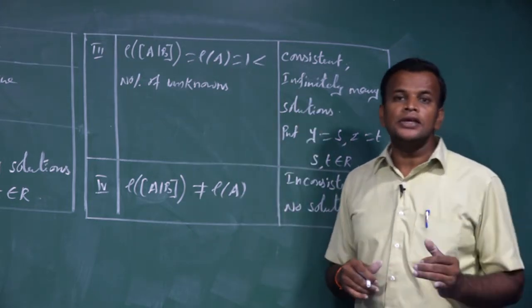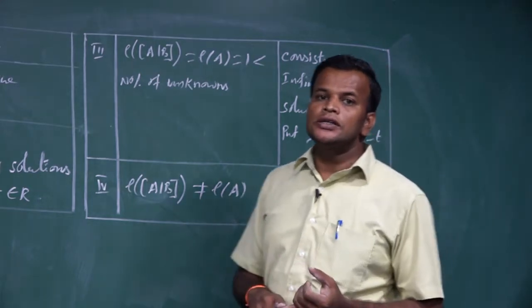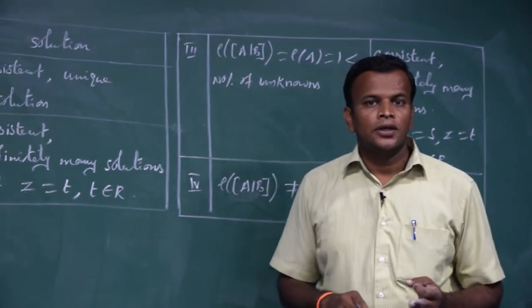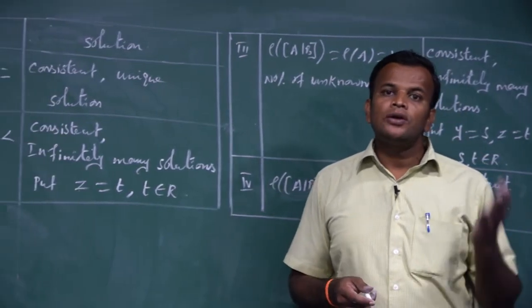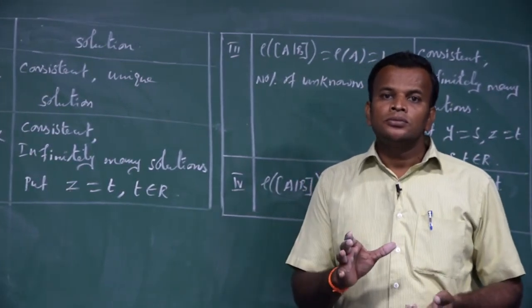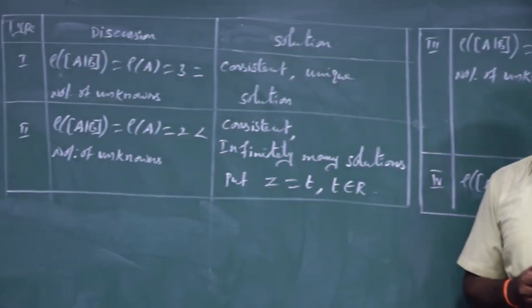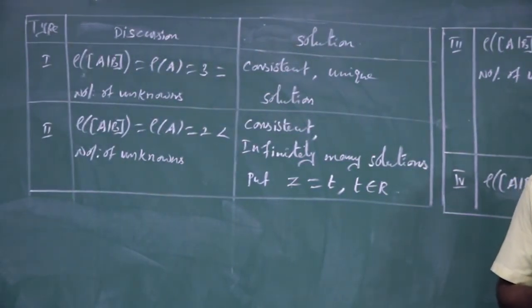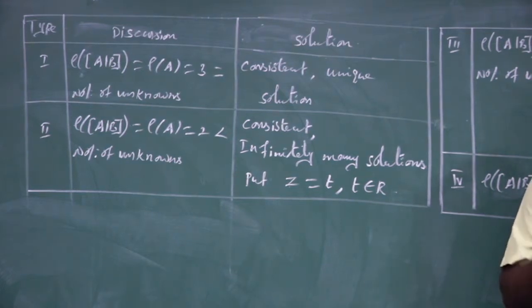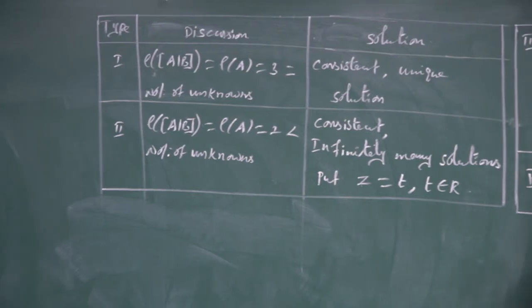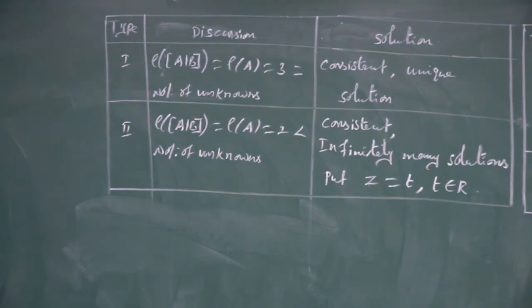Both the rank is 3. The system is consistent. The system is unique solution. Second one, both the rank, that is rho of A by B and rho of A is equal to 2. Then the system is consistent and the system has infinitely many solutions. 2 equations and 3 unknowns. So we assign one variable as a constant. We will take z is equal to t where t is a real number. This is the second case.